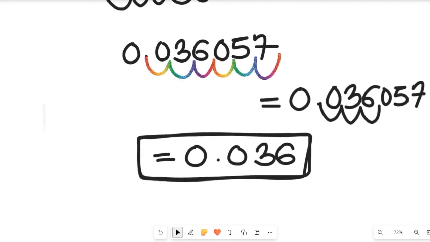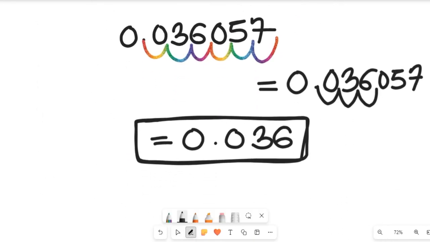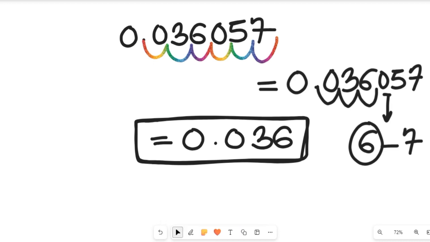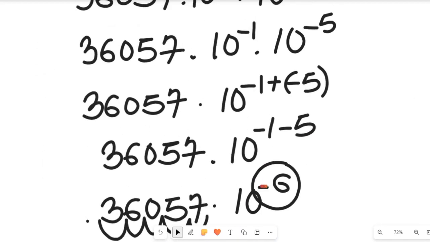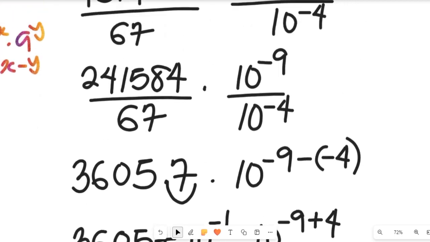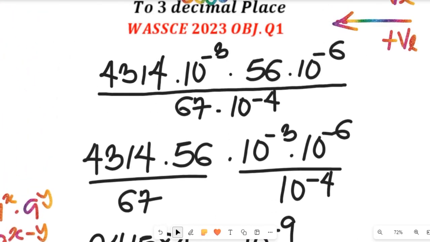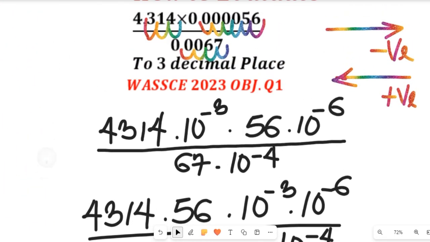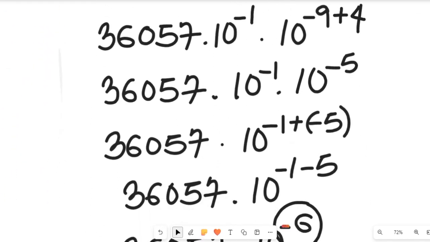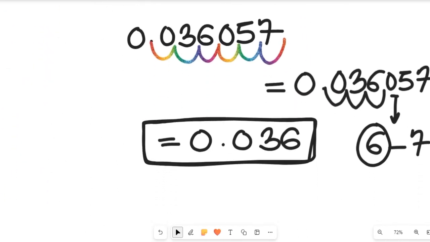Now remember that if the value you have here is 5 or more, you are going to approximate to make 6 become 7. But if it is less than 5, then 6 will remain, and that is how you go about doing this. So if you do that, you're going to get your solution to be 0.036, and that's the answer to that question given to us.